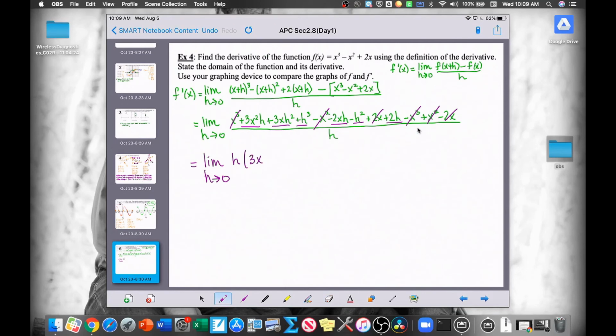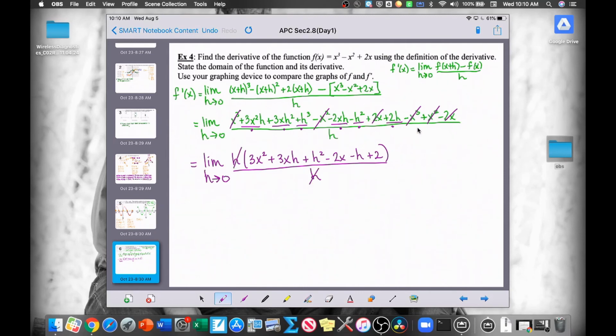So I will be left with 3x squared plus 3xh plus h squared minus 2x minus h plus 2. And this is all divided by h. Good practice to check. I had 1, 2, 3, 4, 5, 6 terms left. I have 1, 2, 3, 4, 5, 6 terms in my parentheses. Just wanting to make sure that I'm doing good algebra and that I haven't missed anything.